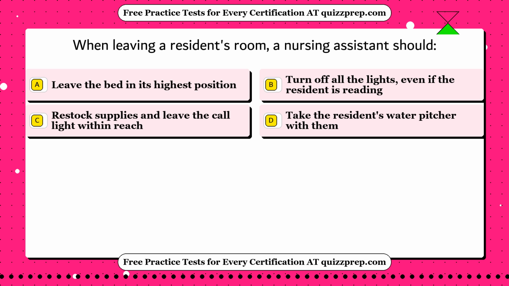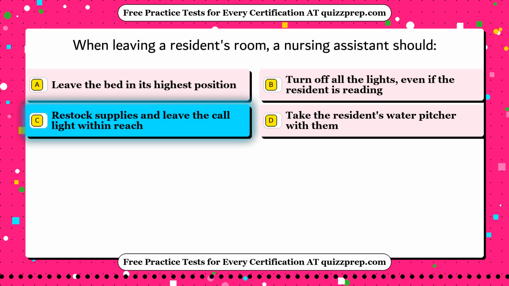Question 45. When leaving a resident's room, a nursing assistant should: Option A, leave the bed in its highest position. Option B, turn off all the lights, even if the resident is reading. Option C, restock supplies and leave the call light within reach. Option D, take the resident's water pitcher with them.